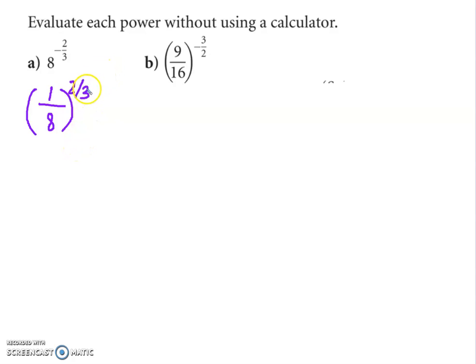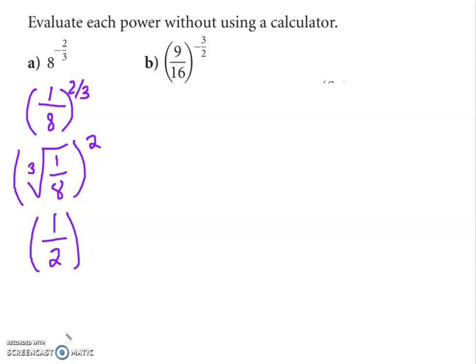And again, denominator means the index of the radical, so cubed root of 1/8 raised to the power of 2. So the cubed root of 1 is 1, the cubed root of 8 is 2, all raised to the power of 2. 1 to the power of 2 is 1, 2 to the power of 2 is 4.